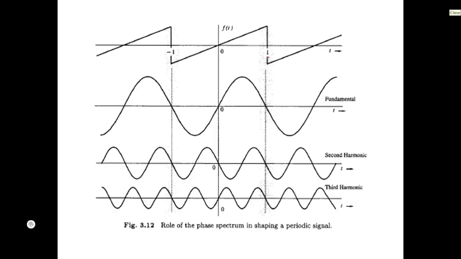Now you can look at this sawtooth wave also. If you want to decompose this sawtooth wave, you will have a fundamental frequency, and then some second harmonic or third harmonic. There would be some changes in the phase, and due to the changes in this phase, we are able to get the sawtooth shape. So these changes in the phases are responsible for creating the shape effect in the periodic signal.